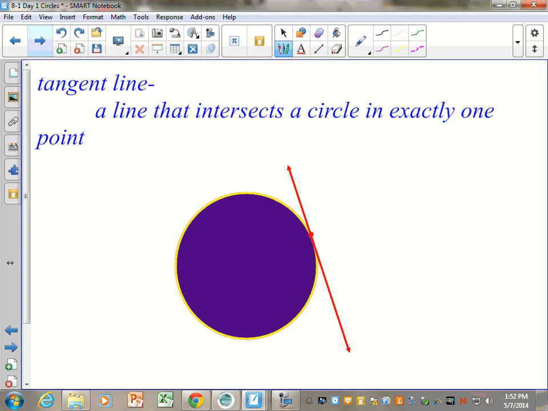Tangent line, this is a little sneak preview to calculus. In calculus, we talk lots about tangent lines. But the definition of a tangent line is a line that intersects a curve, in this case a circle, in exactly 1 point. I know that kind of looks like it touches in more than 1 point, but if you zoomed in really close, it really would only touch it in 1 point. That's really all you got to know right now is what a tangent line is. In calculus, we spend a lot of time talking about the slope of a tangent line at a curve at a point, and it's very exciting.